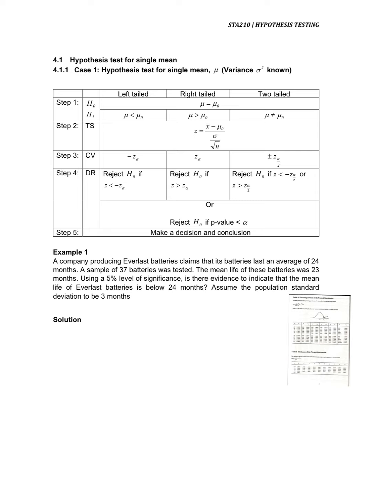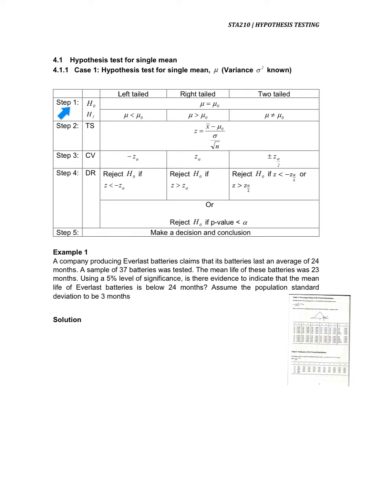So hypothesis testing for one single mean is divided into 3 cases. If you still remember, in the estimation topic, we dealt with the estimation for one population mean, given that we know the population variance or population standard deviation. So let's first take a look at the 5 steps involved in conducting hypothesis testing for a single mean.